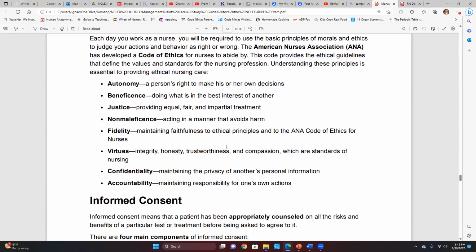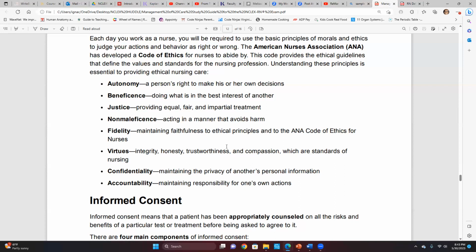Something that I always mention is that everybody looks the same in a hospital gown. It doesn't matter if you're President Joe Biden or if you're the guy that's making French fries at McDonald's. Everybody looks the same, and we should treat everyone fairly. Okay.